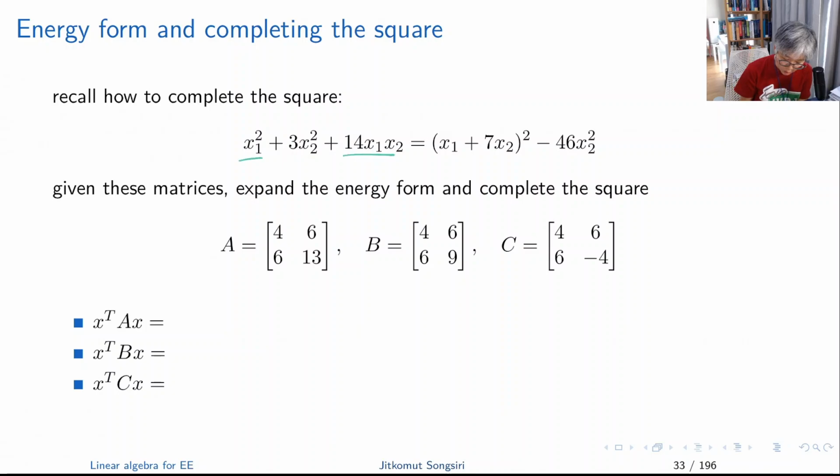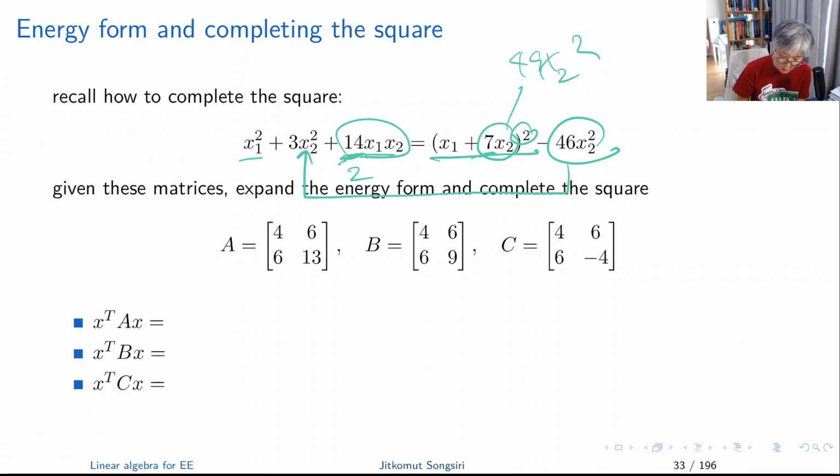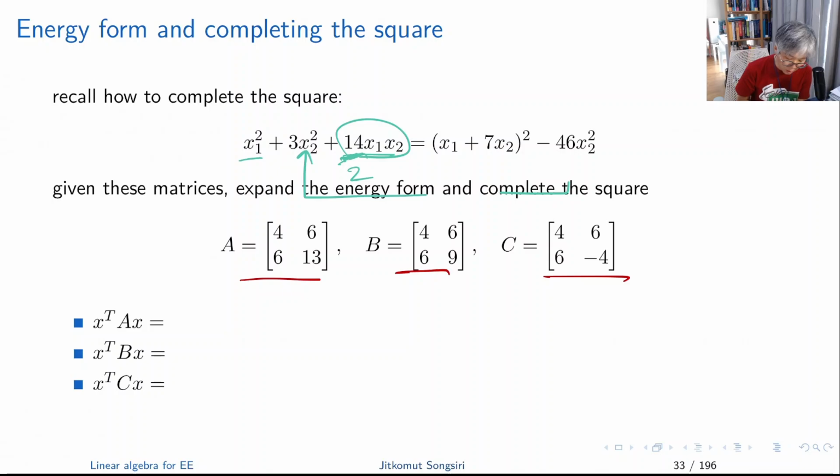Now I'm going to complete the square. I look at the coefficient 14 here, so I divide it by 2. I complete this term first, and I see that I'm going to have 49x2 squared after expanding the square, so I compensate this term in order to match the original expression. This is how to complete the square. So on this slide, how about expanding the energy form and completing the square? Please pause the video and do it, and now we can check the answer.